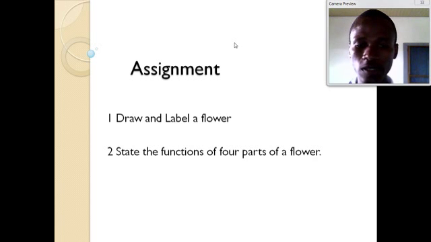Take these few words and try your hands on them. 1. Draw and label a flower. 2. State the functions of 4 parts of a flower.